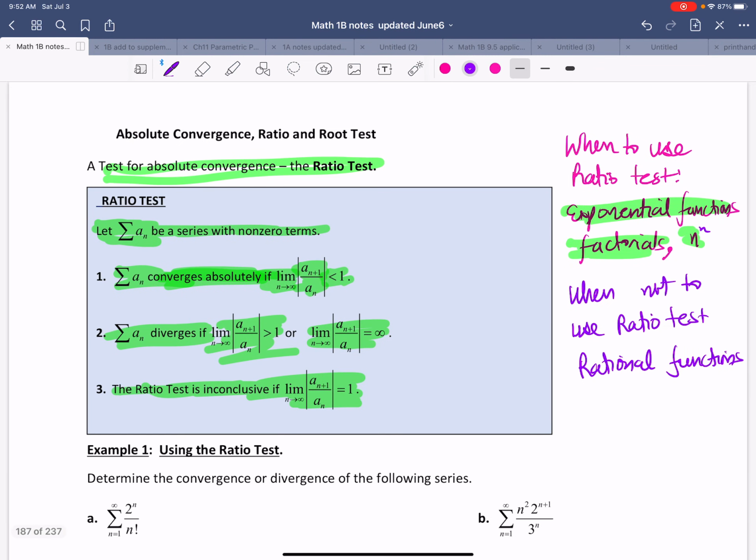Today's topic is ratio and root test for absolute convergence of series. So we'll first start talking about ratio test. Ratio test is: let an be a series with non-zero terms.